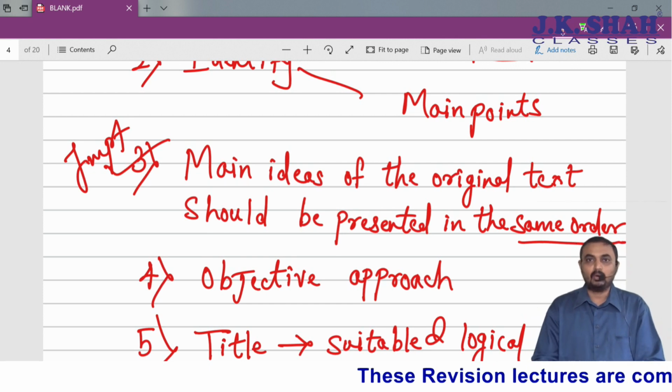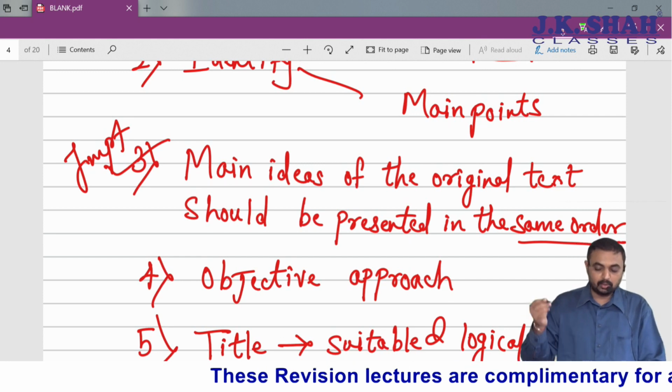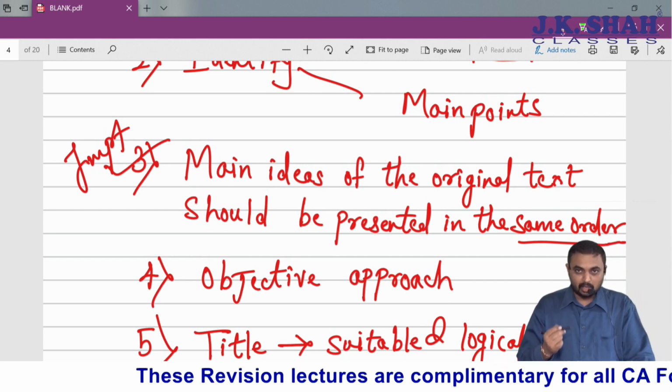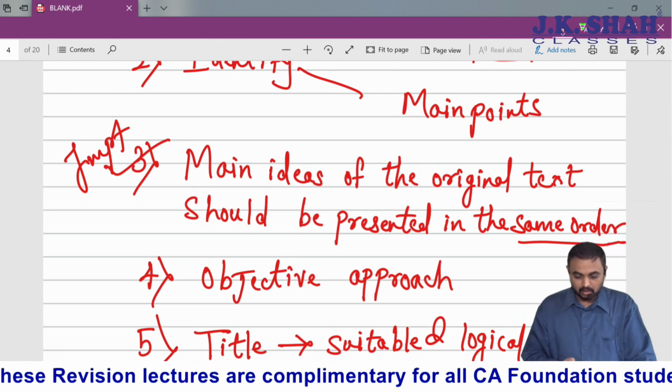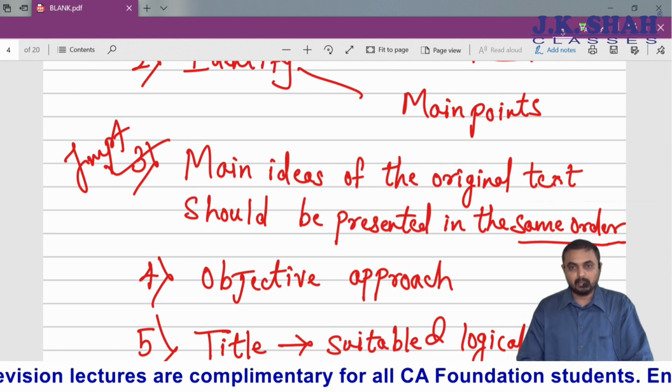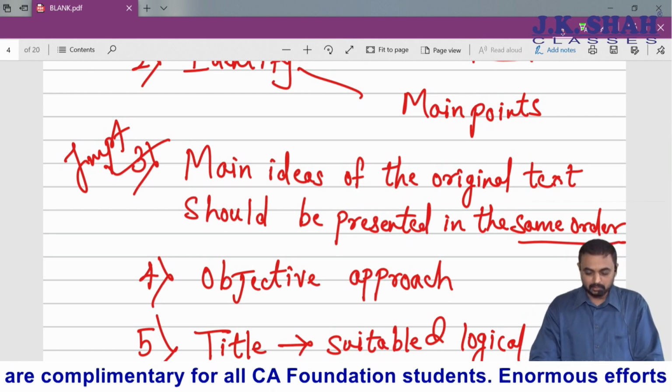I repeat, same order. If they have given you 5 points, all the 5 points should come in the same sequence. You cannot jumble the sequence of the points. So, third point, that is the main ideas of the original text should come in the same order.